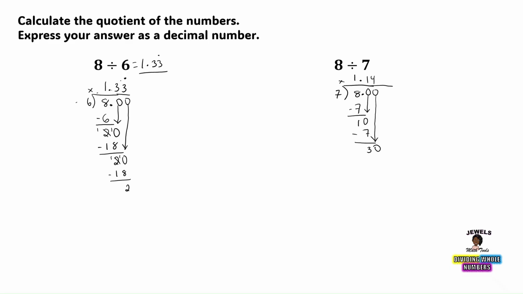So for this question, after I'm done dividing using 4, I will stop my division at this point. So we'll have 4 times 7, which will give us 28.